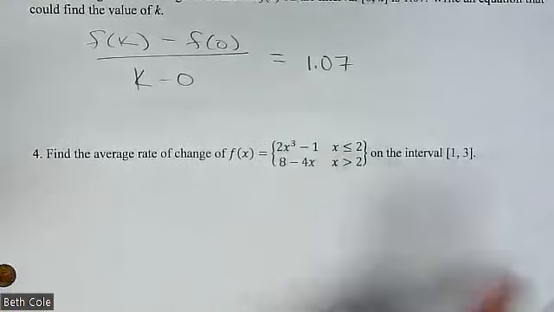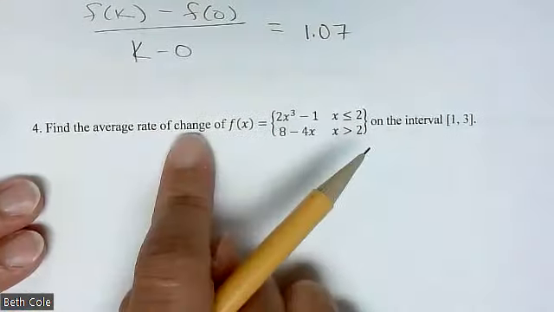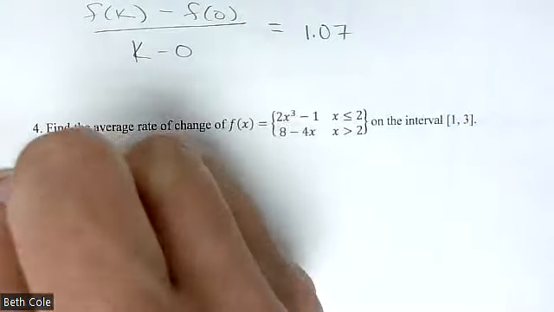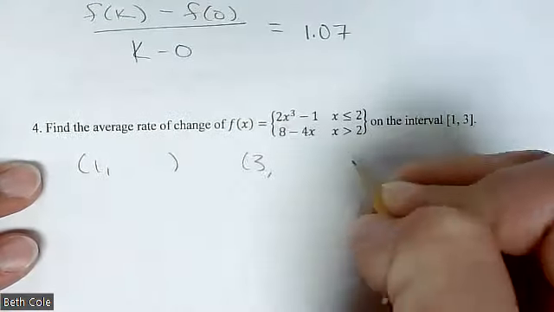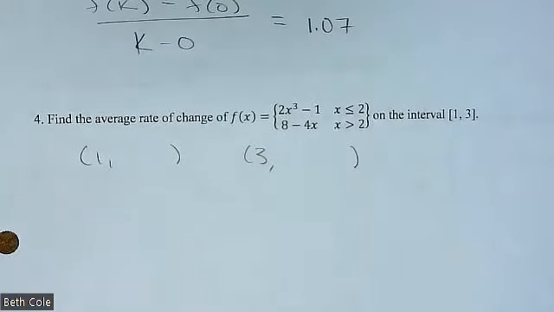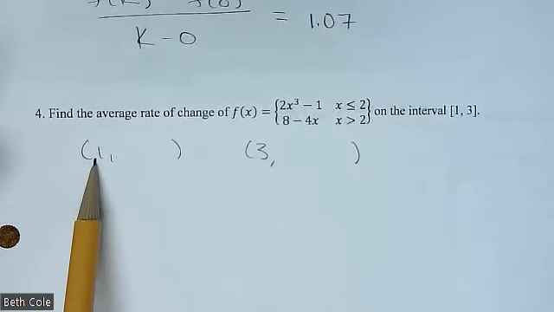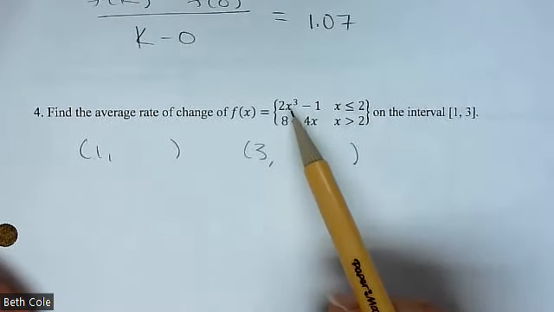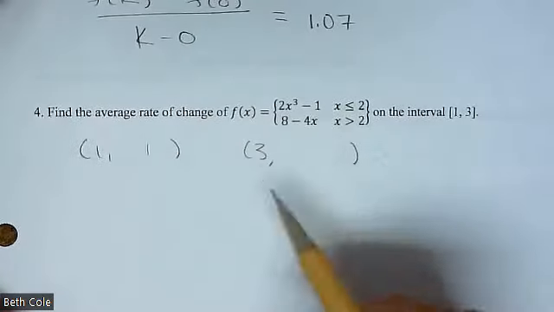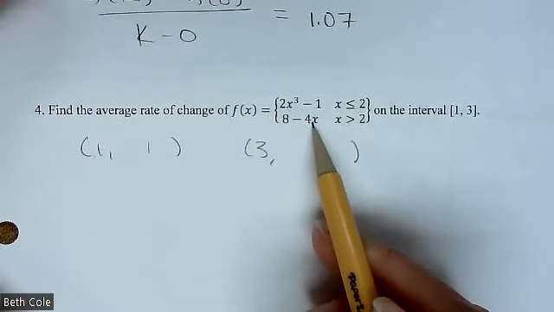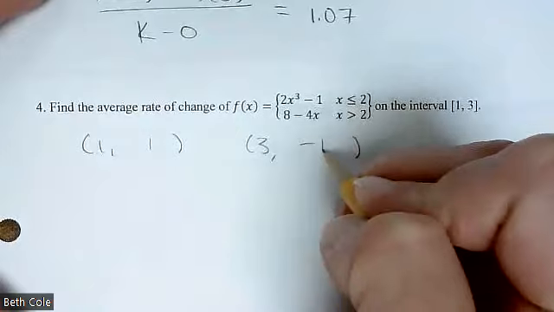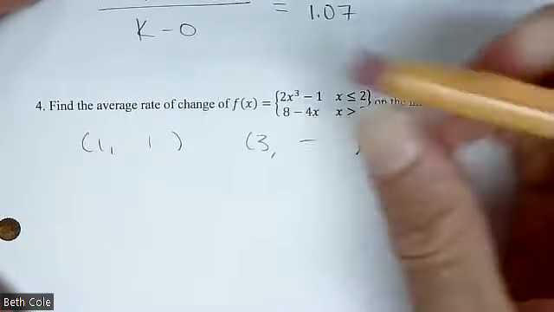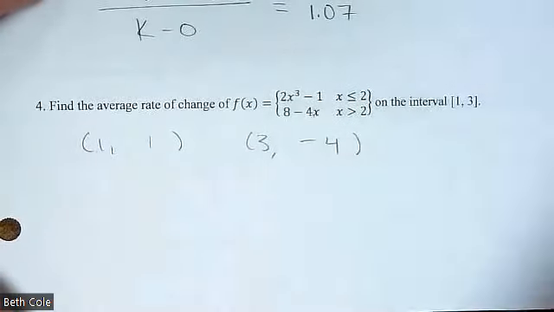All right, this one's piecewise, but you still do the same thing. We want an average rate of change. That just means slope from 1 to 3. Now you just have to be careful which pieces of the function you plug into. Which piece is 1 going to get plugged into? Yeah, the first one. So if we plug in 1 there, we would get 1. And then 3 is bigger than 2, so you would plug in 3 here. What would that be? 8 minus 12, -4. I almost wrote -12.